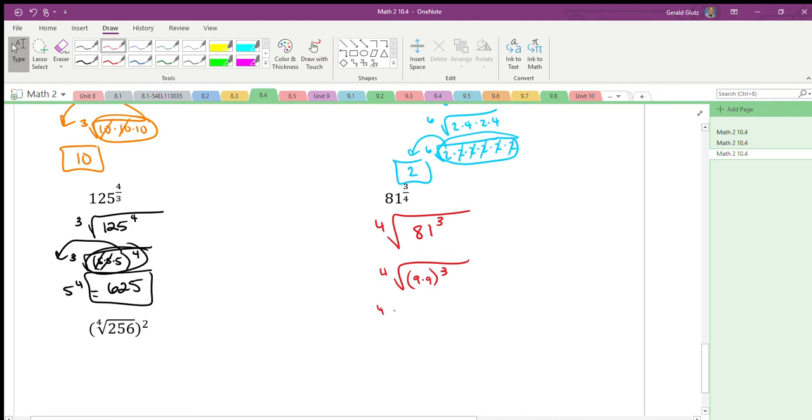I need 3. I also know that 3 times 3 is 9, and then 3 times 3 is 9. So now we have 4 of the same number. We've got 4 3s. 3 of those 3s go away, only 1 comes out. But don't forget to attach the exponent to it. So 3 to the third will be our answer because there's nothing left on the inside of the radical. And 3 to the third is 27.